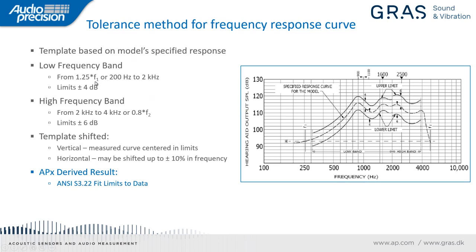1.25 times F1, or 200 hertz, whichever is higher, up to 2 kilohertz. And the limits in that range are plus or minus 4 dB, so you can see them here on the graph. The high band extends from 2 kilohertz to 4 kilohertz, or 0.8 times frequency F2, whichever is lower. And in this case, the limits are plus or minus 6 dB. So you can see that we get a step change here at 2 kilohertz from limits of plus or minus 4 dB to limits of plus or minus 6 dB.